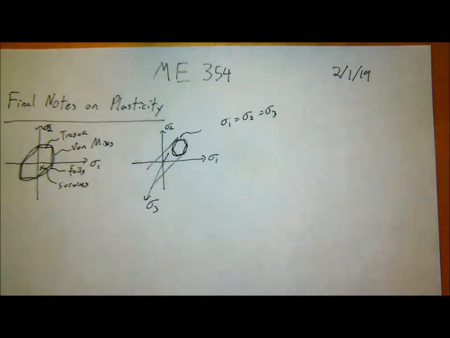This is a nice way of visualizing it, because it's easier to picture things in 2D than in 3D. But this is what I want you to keep in your mind as a general idea: that these failure surfaces are three-dimensional failure criteria. And this is a nice simplification that makes it easy to solve problems and conceptualize a little bit better.